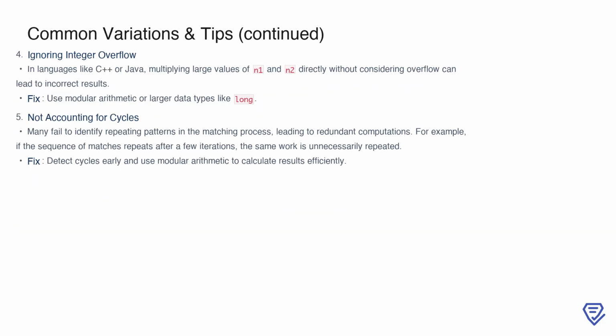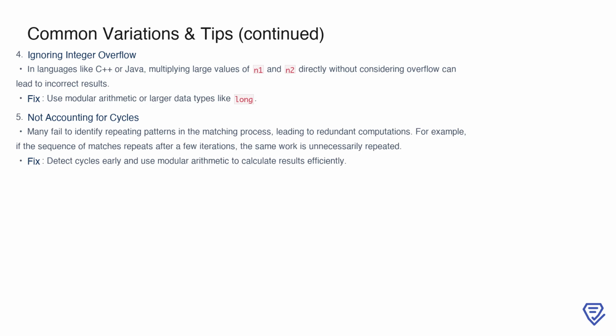Another critical mistake is ignoring integer overflow, especially in languages like C++ or Java, where operations on large numbers can exceed the data type limits. If you multiply very large values of N1 and N2 directly, it could lead to incorrect results. The solution is to use modular arithmetic or larger data types, such as long, to safely handle these computations.